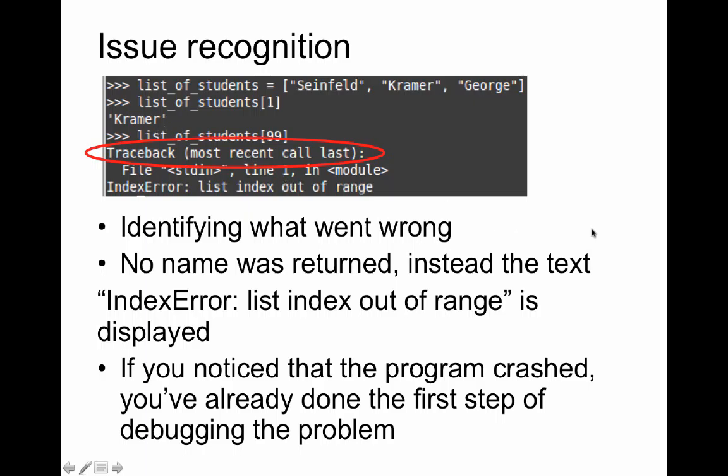So right off the bat, you know that instead of the name of a student, like Kramer, George, Michael, whoever, you got a line of text that says traceback, most recent call line, and then you got index error, list index out of range. So a student named index error, list index out of range doesn't sound like any name I know. You kind of just identify right now that this did not do what you intended to do in the first place. So if you notice that your program crashed at all and you didn't just keep going, congratulations, that's step number 1 of problem solving. You identified that you have a problem. You recognized that you have an issue.